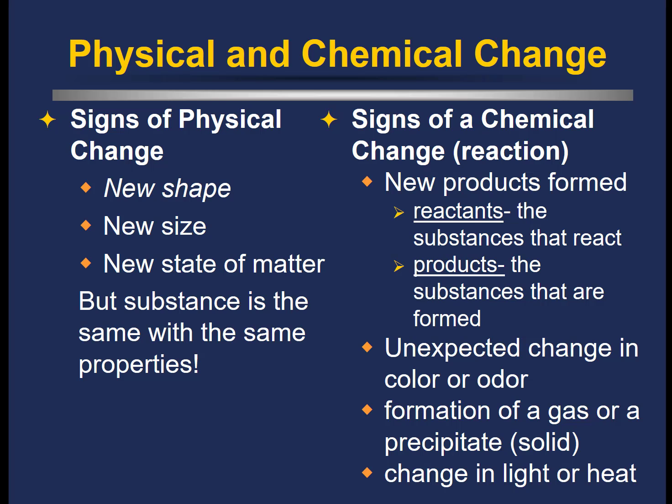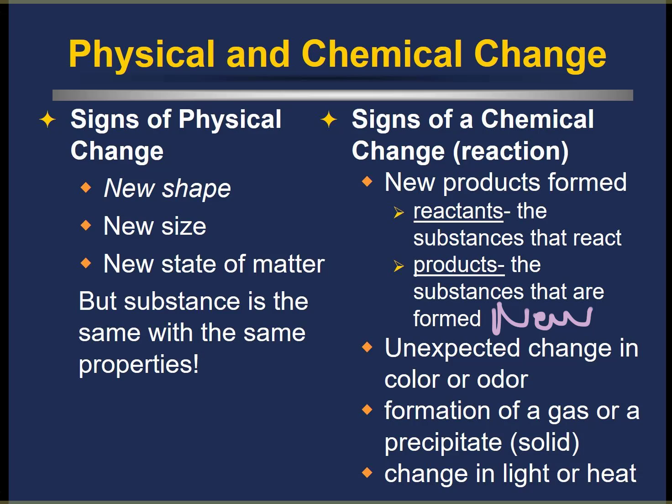Signs of a chemical change, these are always reactions. So I will have a new product that's formed. Now, when we use these terms, reactants and products, these are chemistry terms. A reactant is the substance that I have at the beginning that's going to react together. A product, these are the new things that have formed.